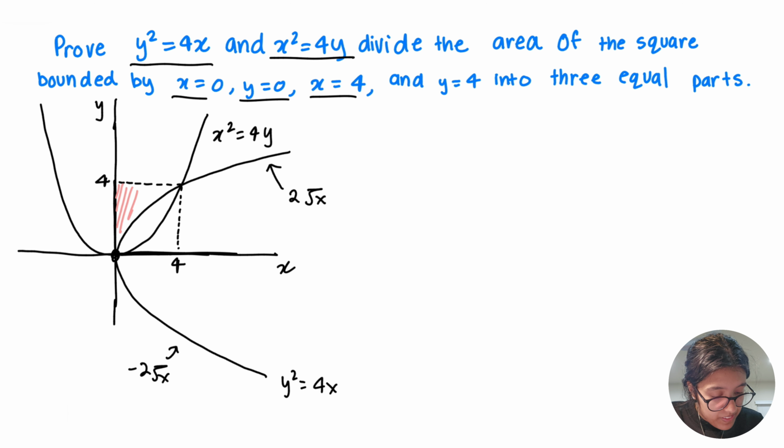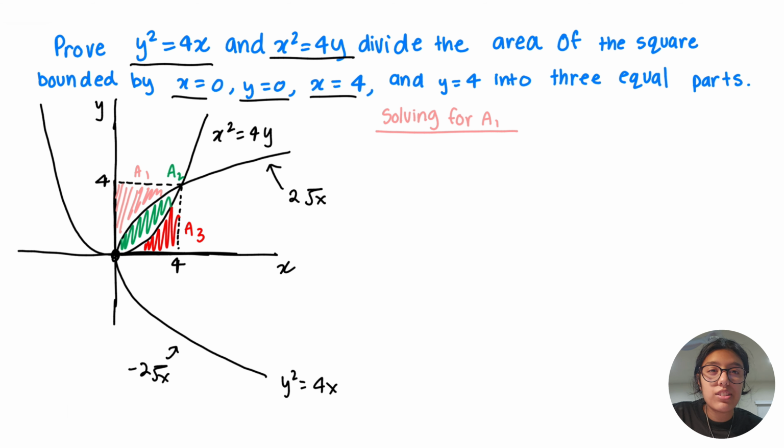I'm going to label this as A1, and I'm going to label this as A2, and finally, this part is going to be A3. So let's take it step by step in solving the areas. I'm going to solve for A1 first. Now, in order to solve for A1, we could do it 2 ways. We could either take the vertical strips or we could take the horizontal strips. And just to prove that they get the same exact area, I'm going to do both, but just for this A1 area. So let's say we want to find the area using vertical strips.